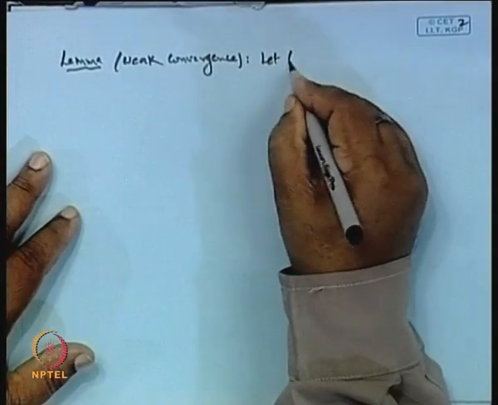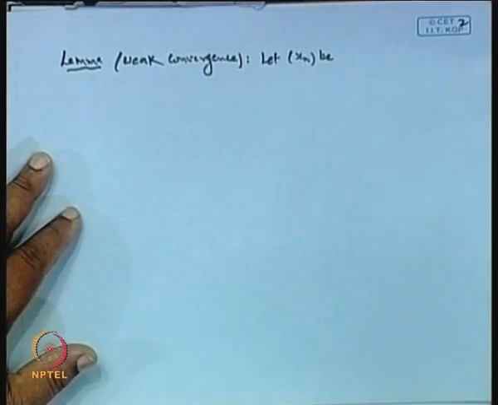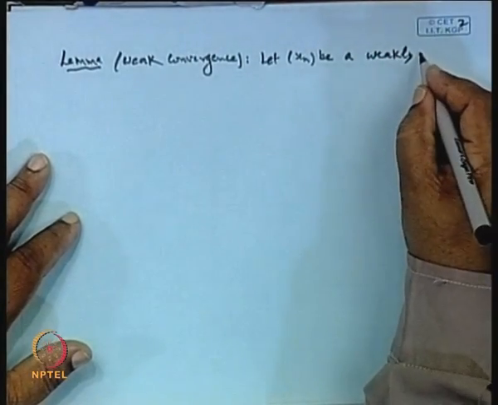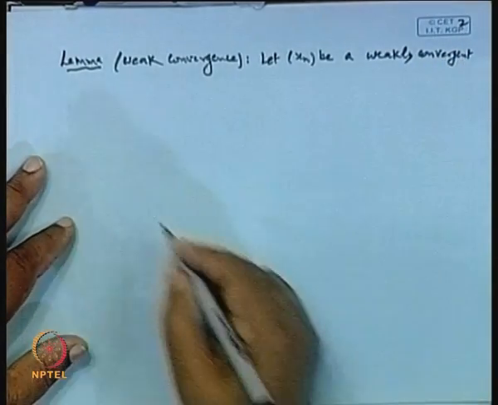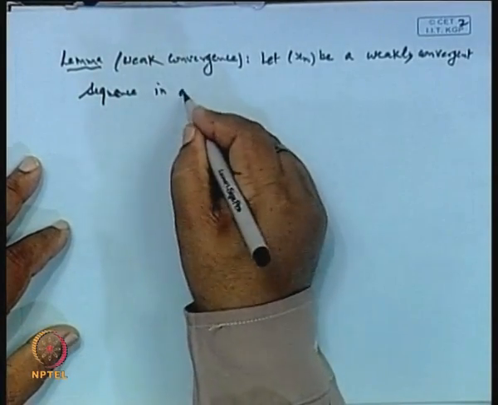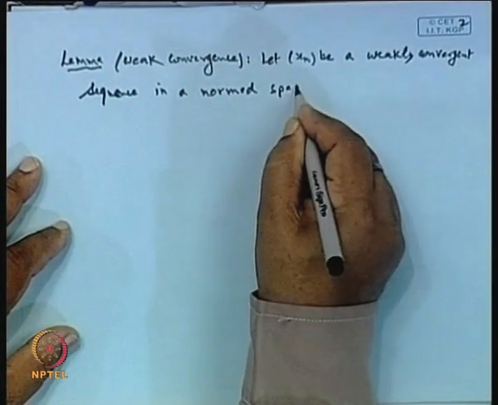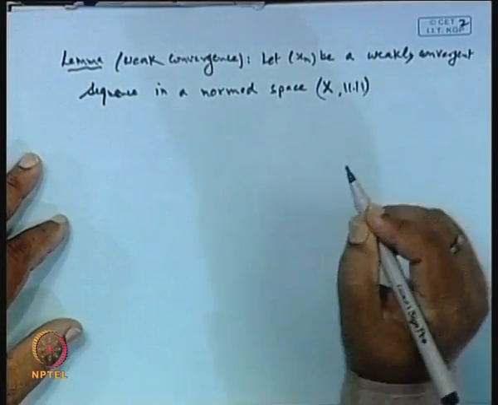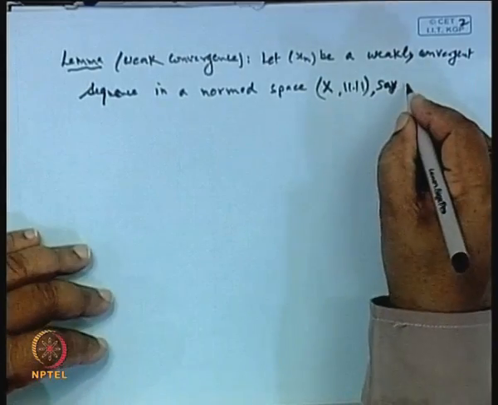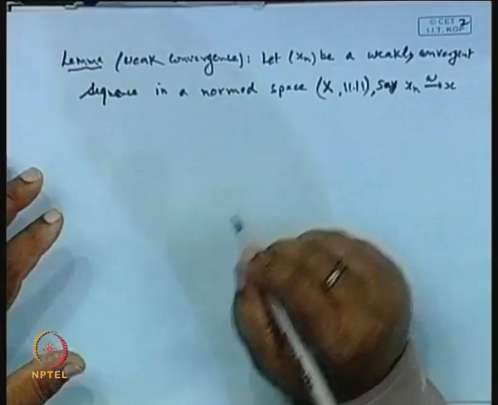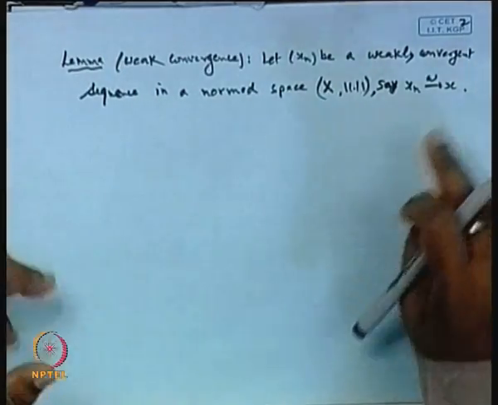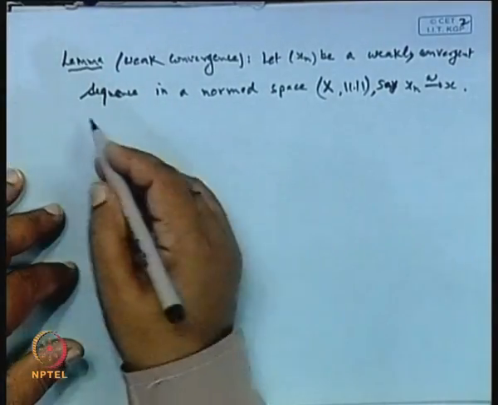Let x n be a weakly convergent sequence in a normed space X. Suppose this sequence goes to x weakly. Okay, x n is a weakly convergent sequence. It means there must be some point x available in X such that x n converges to x weakly, that is, f of x n goes to f of x for every f. Then the following results hold.